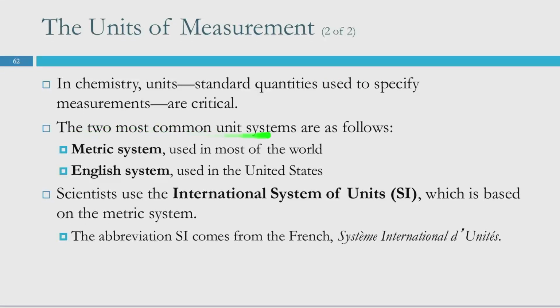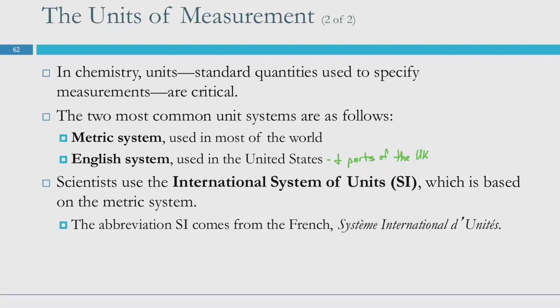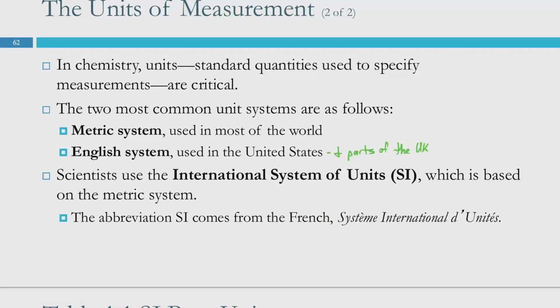The two most common unit systems are going to be the metric system, used in most of the world, and then the English system, used in the United States, and I think parts of the UK. Not that that's really important, but it's basically just two countries that use English units, and all of the scientists in those countries basically use the metric system. So most of the world uses the metric system. It's important that we learn the metric system to be able to communicate with people around the world about units.